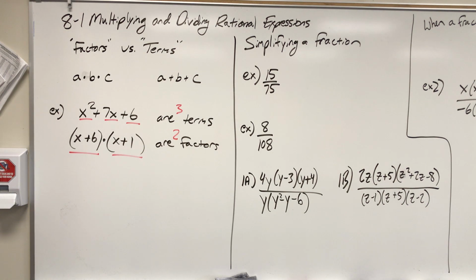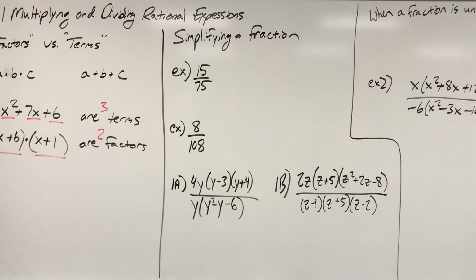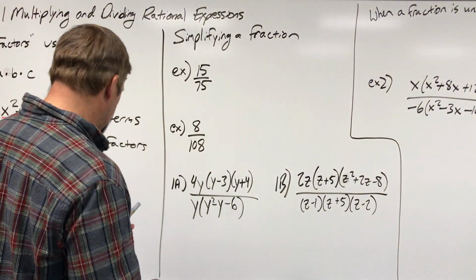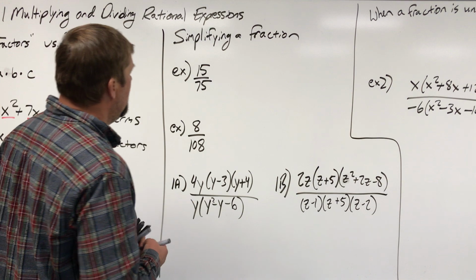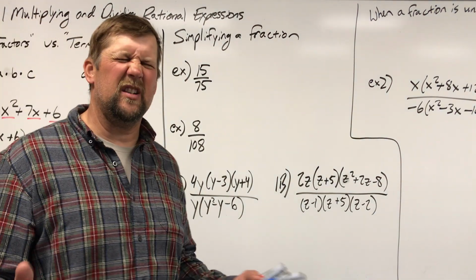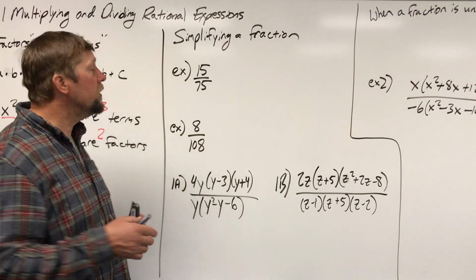Simplifying fractions. Where does this come into play? Okay, when you simplify fractions, you need to be able to factor those fractions. So for example, if I'm going to take 15 divided by 75, most of us would do this a little differently because they're just numbers, but this is basically what we're doing.